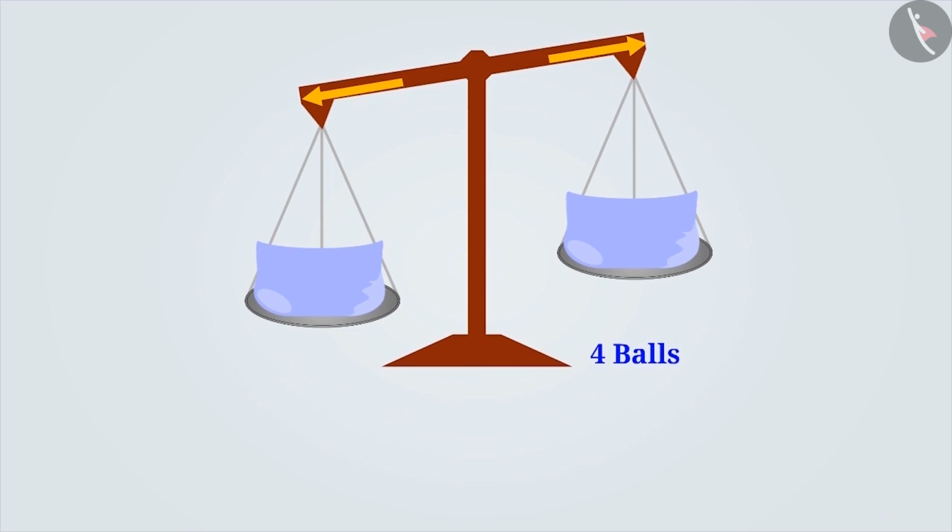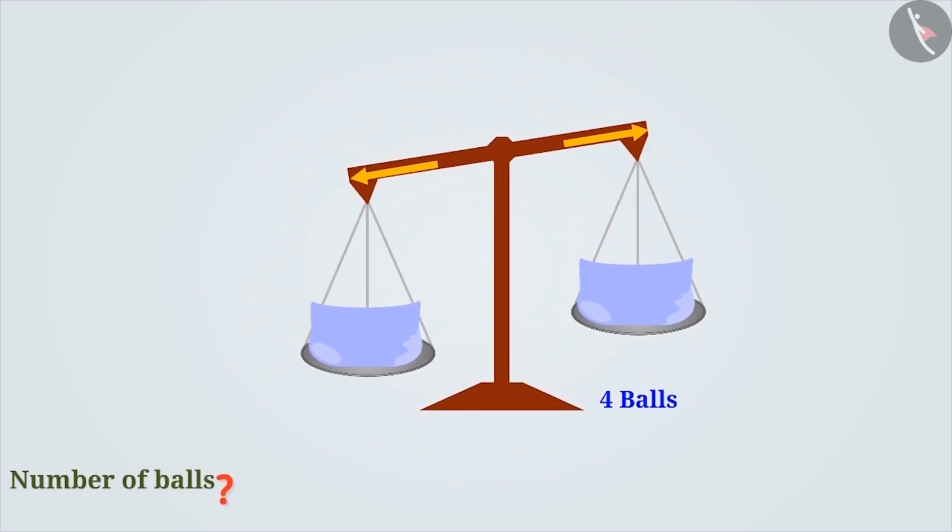Since the left plate is down and the right plate is up, then definitely the number of balls will be more on the left. Here, do we know the number of balls placed on the left plate? No. So can we call it a variable? Yes. The value of any unknown number can change because it is not fixed. Since it can vary, this number is called a variable. Let's use x to represent this variable.